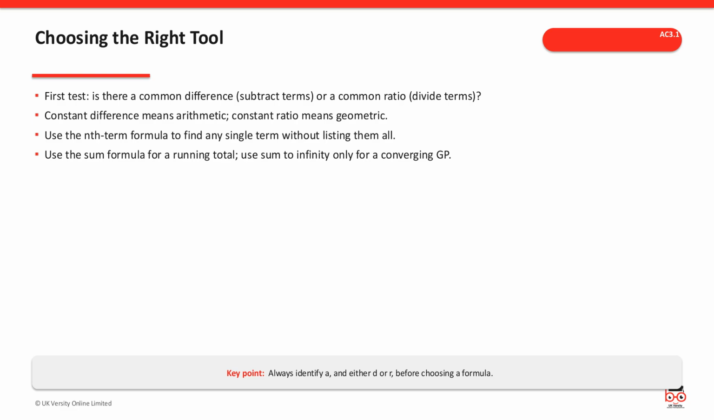So how do you decide which is which? Your first test is to look at consecutive terms. Subtract them to check for a common difference, or divide them to check for a common ratio. A constant difference means arithmetic. A constant ratio means geometric. From there, use the nth term formula to jump straight to any single term, the sum formula for a running total, and the sum to infinity only when a geometric series genuinely converges. Always pin down a and either d or r before picking a formula.